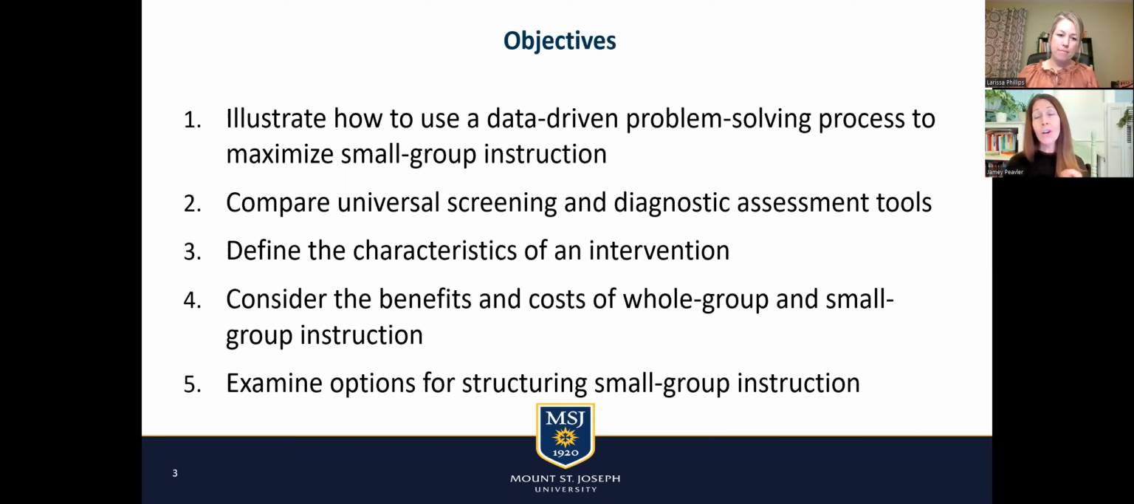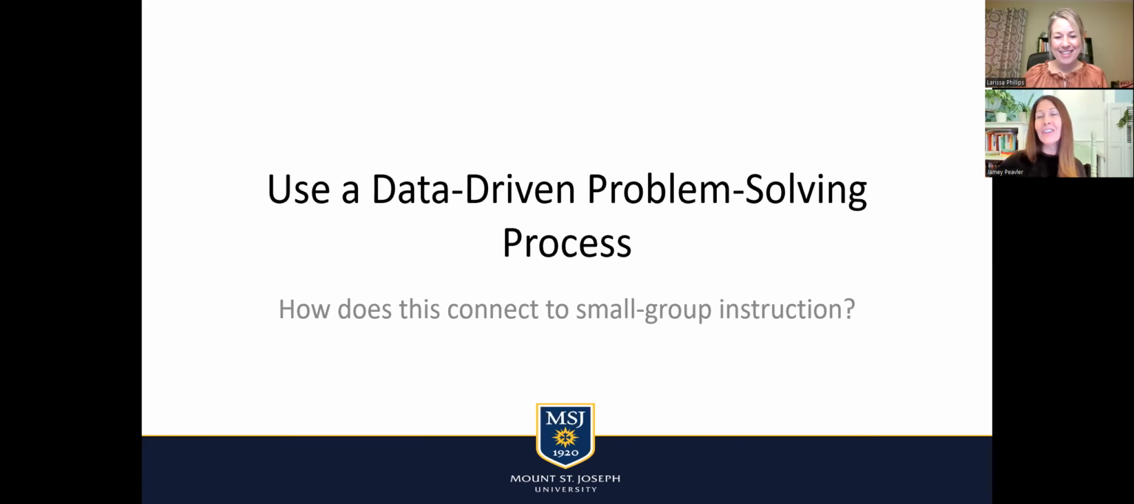We'll also then go into, well, what is an intervention? What are the attributes that make something truly an intervention? And a topic that might not be one that you've really thought about or maybe talked about out loud with your colleagues is the costs and benefits of whole group versus small group. Maybe things that you've been thinking about, but we're going to put some structure around that thought process. And then we'll end tonight with looking at some samples of what small group instruction could look like in a classroom at 2 different grade levels. So Larissa, how does that sound so far? Sounds great.